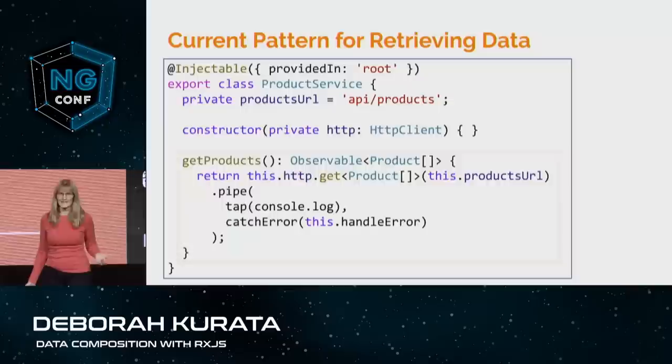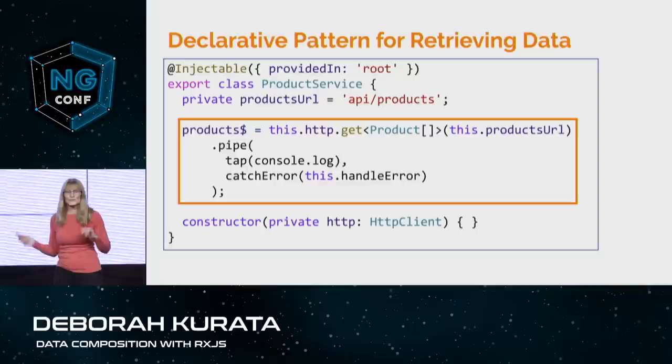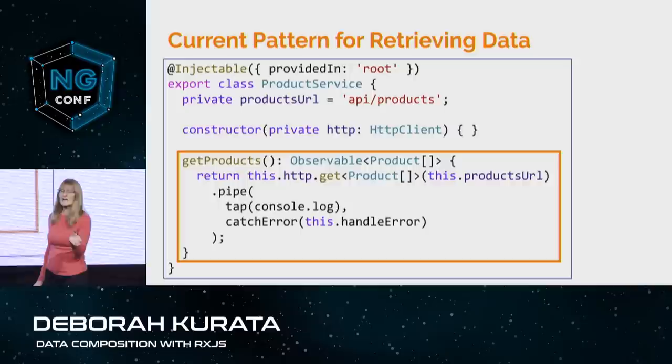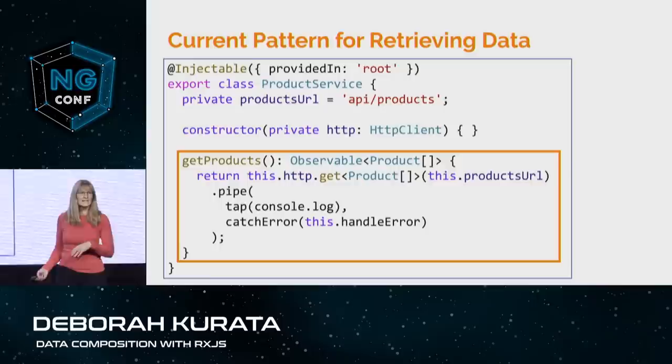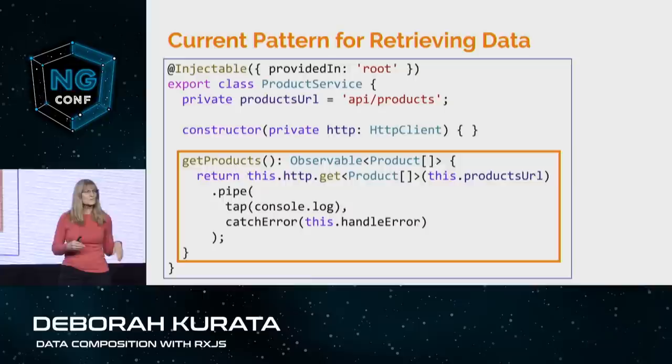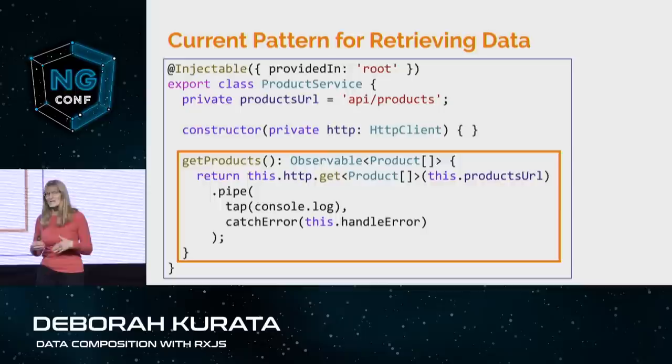We might have seen the standard pattern that we learned way back when we started. In our service, we have a method that gets products, and that method simply returns our HTTP GET. In our component in the ngOnInit, we call this method, we map it to some type of array, and then we bind to that. That's the common pattern that we all learned at the beginning.